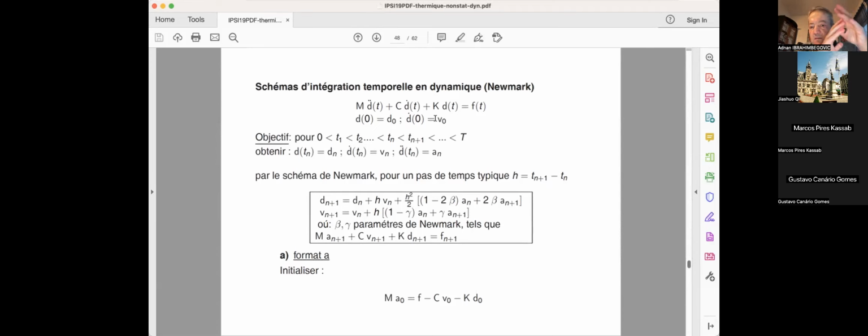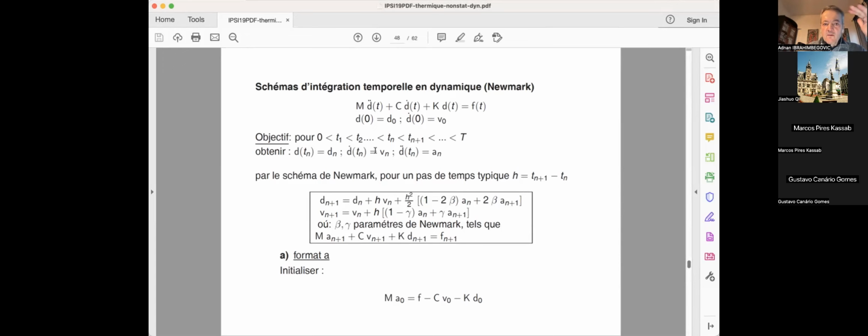In fact, the Newmark scheme is not a single scheme, it's a family of schemes, which has two free parameters called beta and gamma. So what he has done is basically said, okay, if I have some kind of approximation of the acceleration, he has done it with 1 minus gamma times the acceleration at time tn, and then the acceleration at n plus 1.